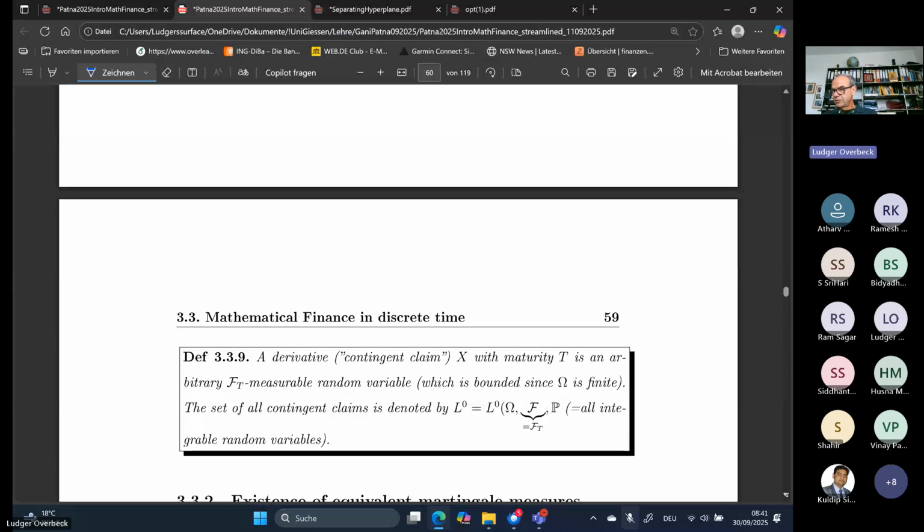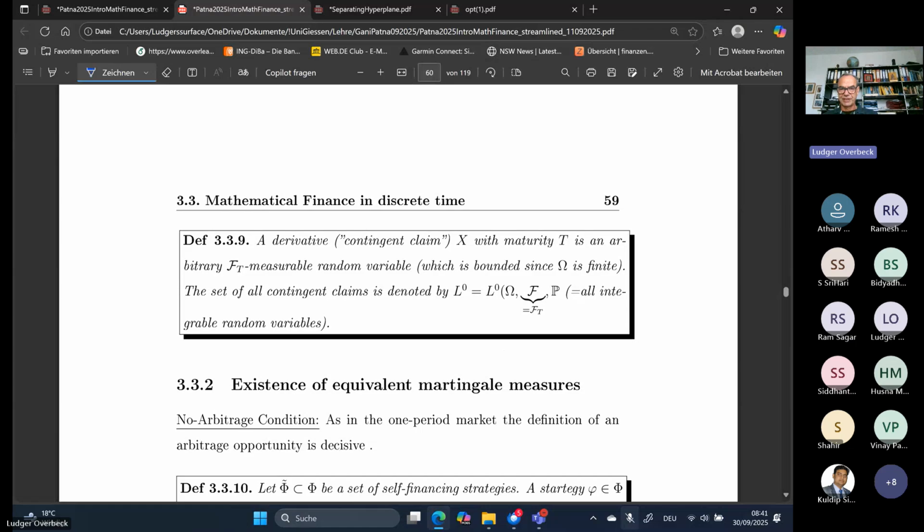Okay. So now we come to the definition of derivative in this context, that's every F_T measurable random variable which is integrable. So that's the only condition we need technically. We need an integrable random variable. And then in mathematical finance, that's called a derivative. And it's a derivative because it's F_T measurable, and F_T is the same filtration where you see your price process.